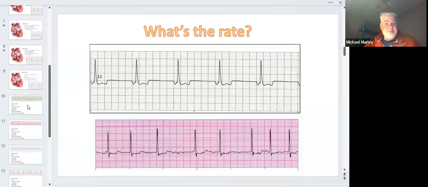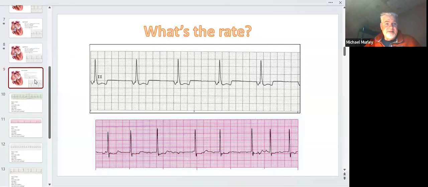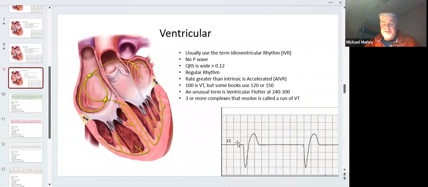And if we look at a rhythm, I guess that's the only one I have pulled up. We look at this rhythm, there is no P wave, so it's not atrial. And we look at the width of the QRS. If it's greater than 0.12, then it's got to be ventricular. And sure enough, this one, there is no P wave and it's a wide complex. So it's ventricular or idioventricular.